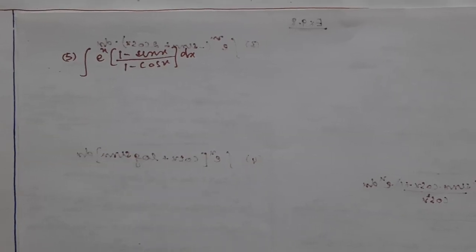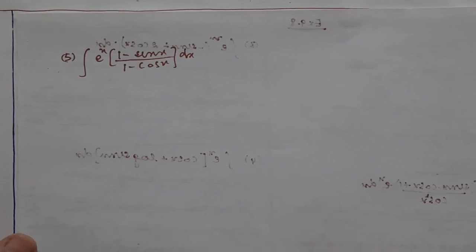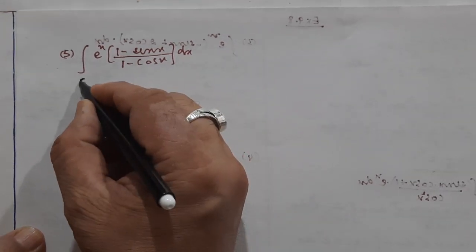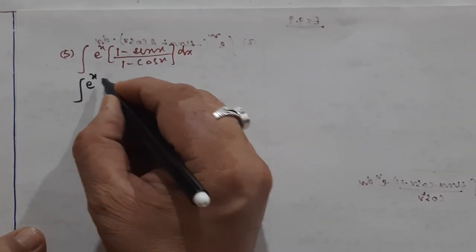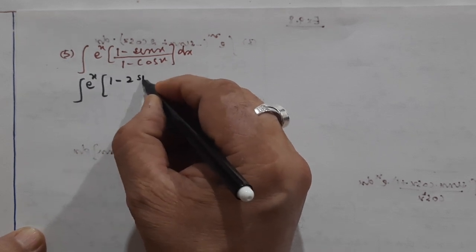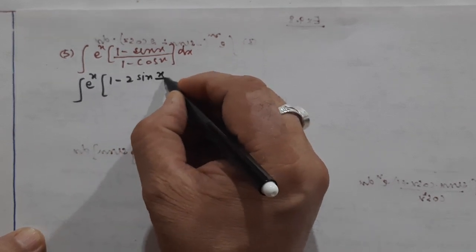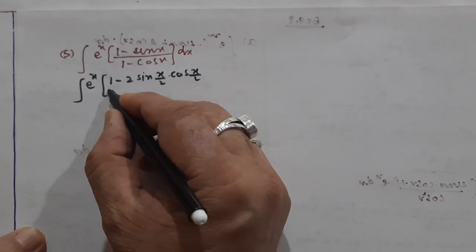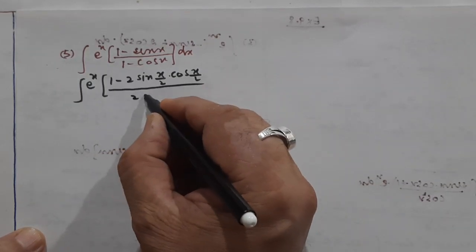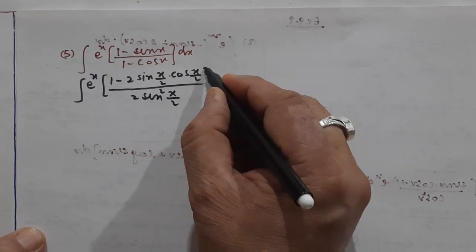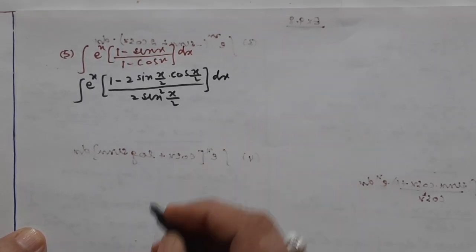Now fifth question, integral of e power x into 1 minus sin x upon 1 minus cos x. Now let us do this question. So first of all, we write e power x as it is. Sin x is 2 sin x by 2 into cos x by 2. 1 minus cos x is 2 sin square x by 2 dx, like this.